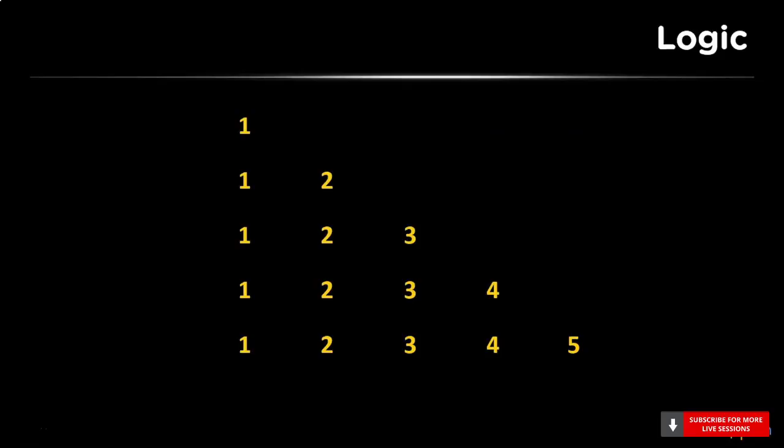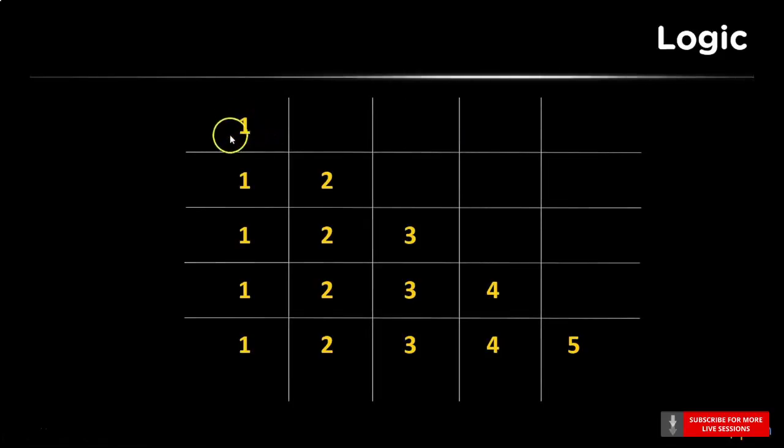So we will see this pattern in the form of a matrix. Now we will print the numbers where we require them. Where we don't require the numbers, we will print spaces. Now let us check out the program and execute it to print the following pattern.